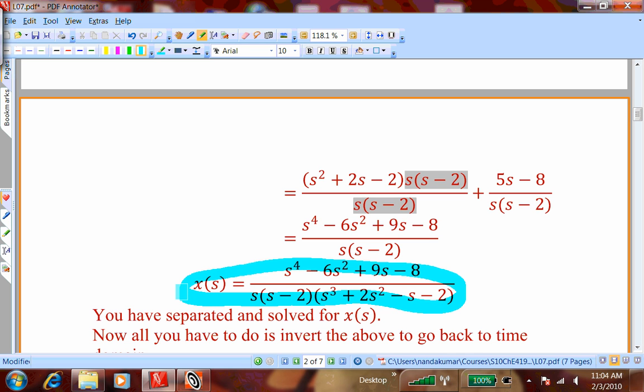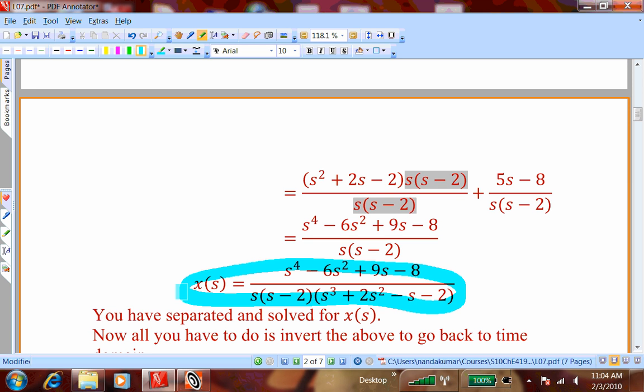But the solution for X is in the Laplace domain. So what is the last step that you need to do? Invert it. Invert it to go back to the time domain. Okay? Now this is not a trivial task. If I give you this Laplace transform at this stage and say go back, what are the steps that you would need to do to get me the solution in the time domain?